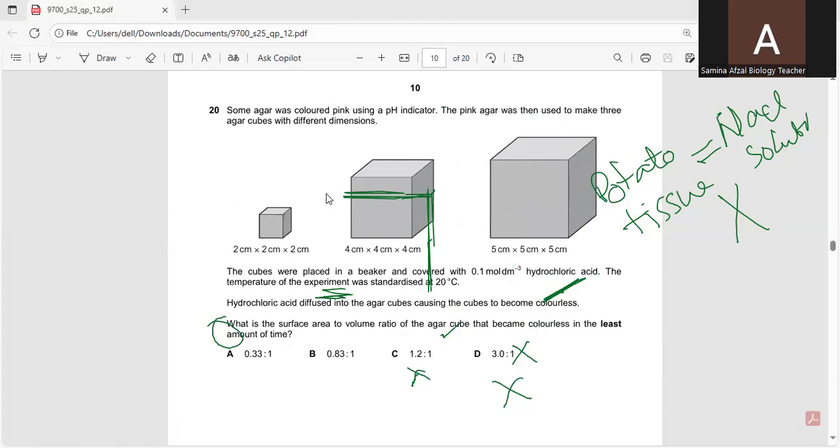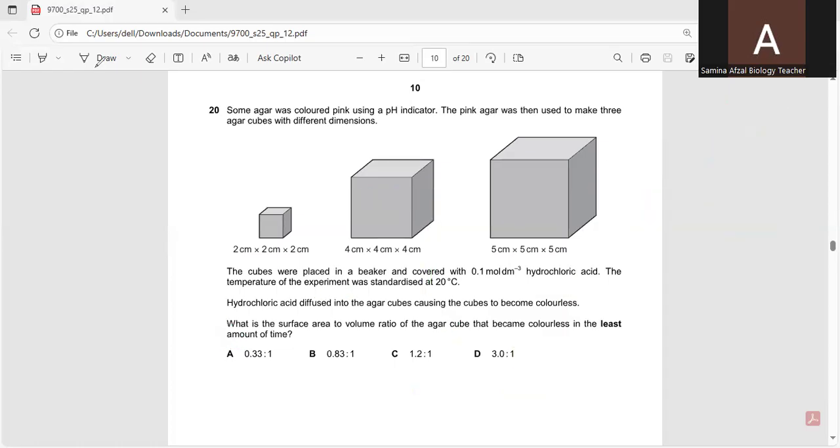Well, we are moving towards question number 20. Some agar was colored pink using a pH indicator. The pink agar was then used to make three agar cubes with different dimensions. So they have given us 2 into 2 into 2, 4 into 4 into 4, and 5 into 5 into 5, and each cube has 6 faces.